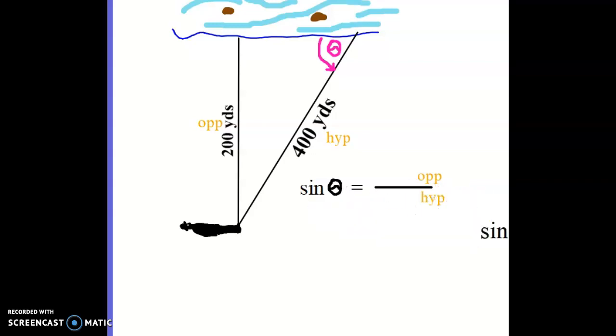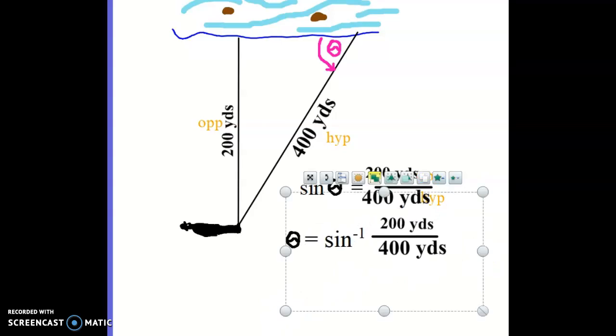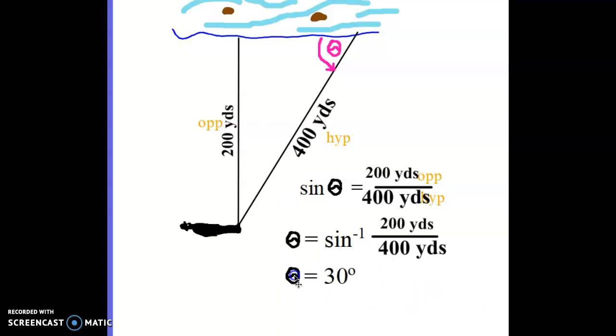Well, when we plug in our numbers, we get 200 over 400. Well, since we're finding an angle, we are going to have to arcsine 200 over 400, and when you plug that into the calculator, you're going to get 30 degrees. So this angle right here in pink would be a 30-degree angle.